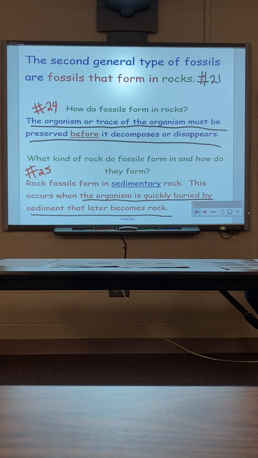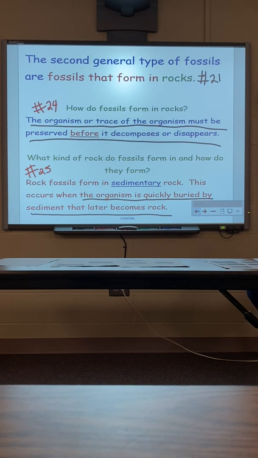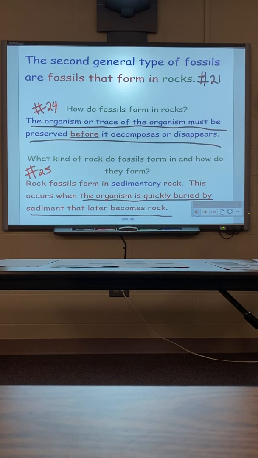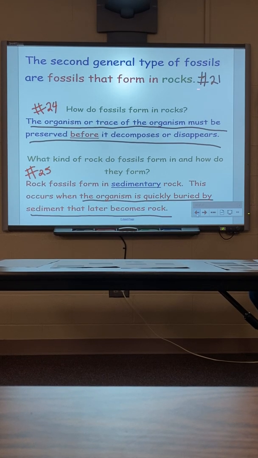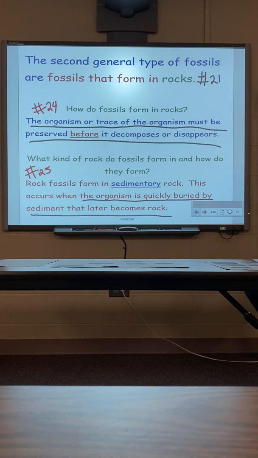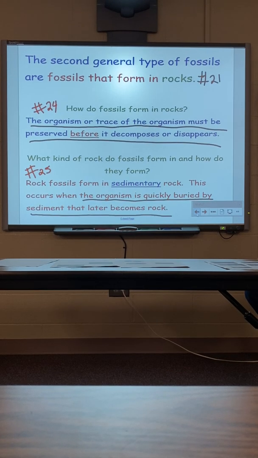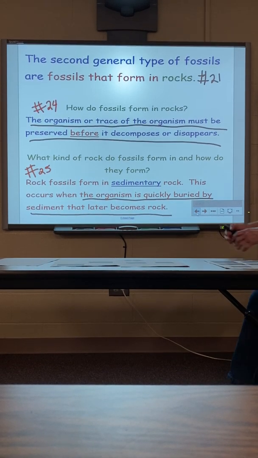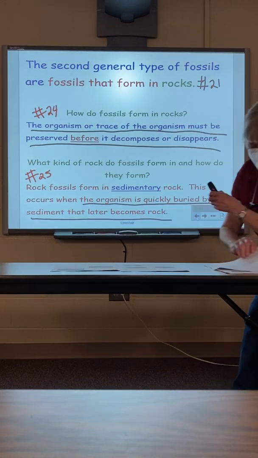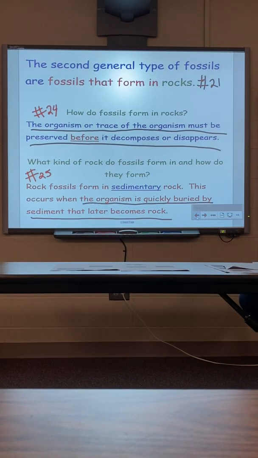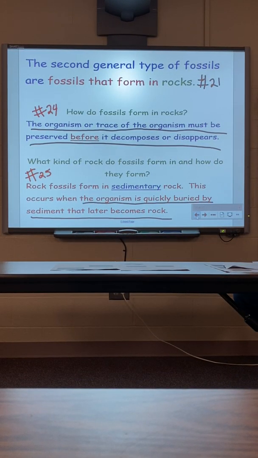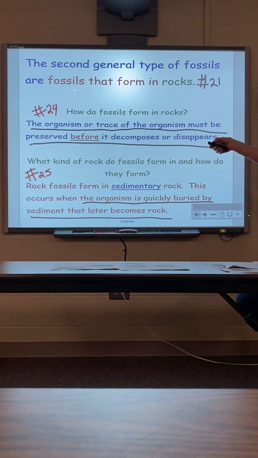Those are the ones that are in the shortest supply. So today we're going to talk about the second and the largest group of fossils that are found, and these are fossils that form in rocks. So guys, this is the second part to the answer on question 21. Question 21 says, name the two general types of fossils. So your first answer is original remains, and your second one is fossils that form in rocks.